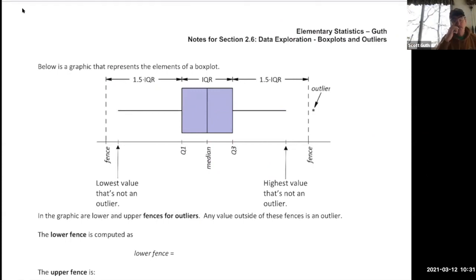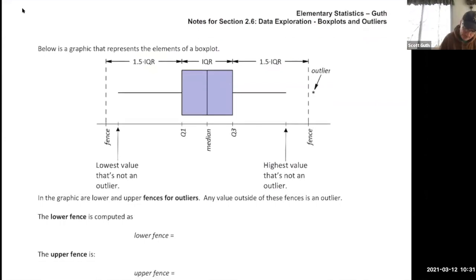Okay, so ignore the fences for a second. On the left tip, this is called a whisker. It's called a box and whisker plot sometimes. So it's sort of like a bunny rabbit. It's got whiskers, super cute. Okay, and the whiskers go out to the highest value or the lowest value that aren't outliers. And if there is an outlier, you can see we draw outliers with asterisks.